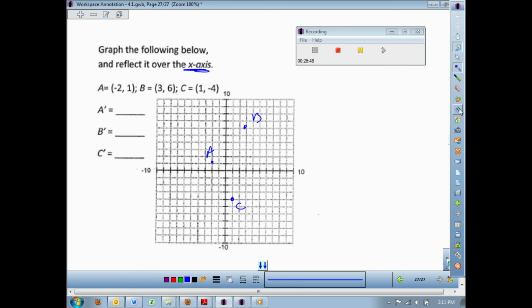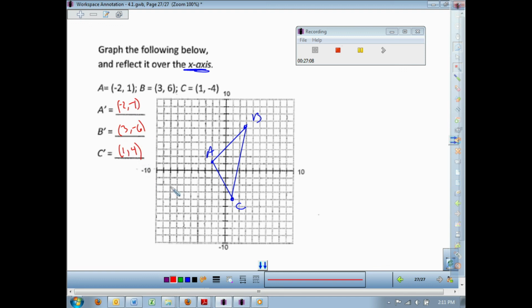Okay. Connect them together right away. You definitely don't want to try to connect them together later. It's just difficult that way. Connect them together right away. We're going to reflect this over the x-axis. So that means switch y sign. So -2, -1. 3, -6, and 1, 4.